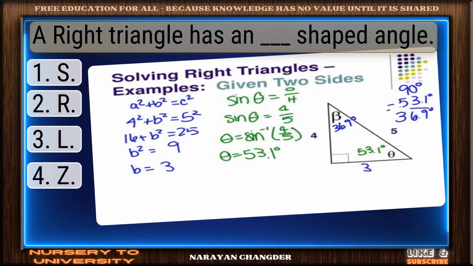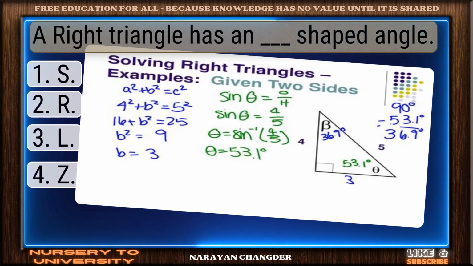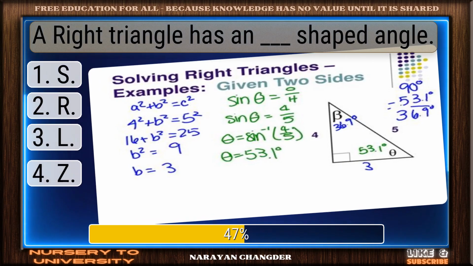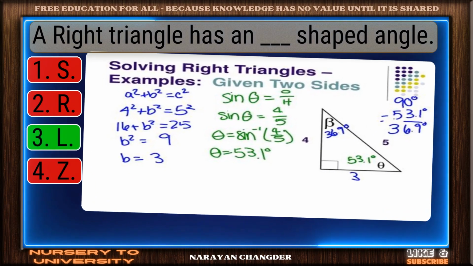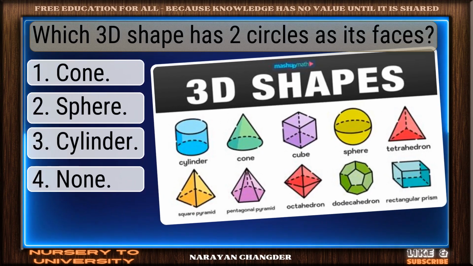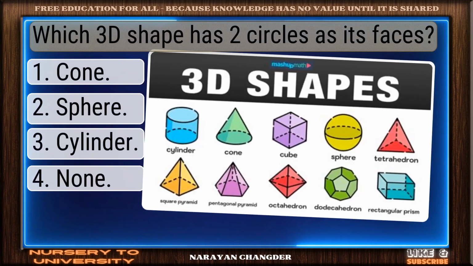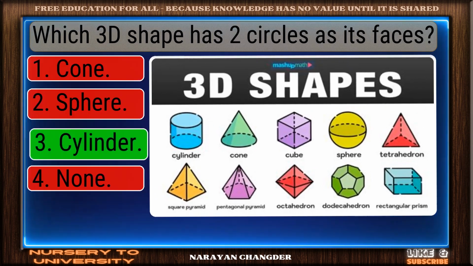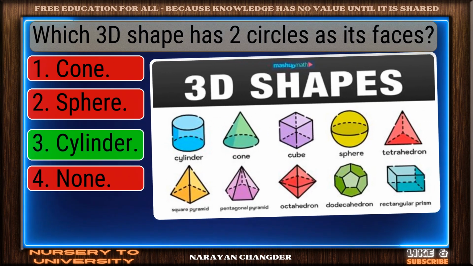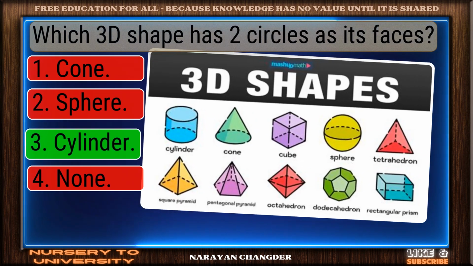Question number 194. A right triangle has a dash-shaped angle. Correct response. L is the most accurate answer. Question number 195. Which 3D shape has two circles as its faces? You're right. Cylinder is the correct answer.